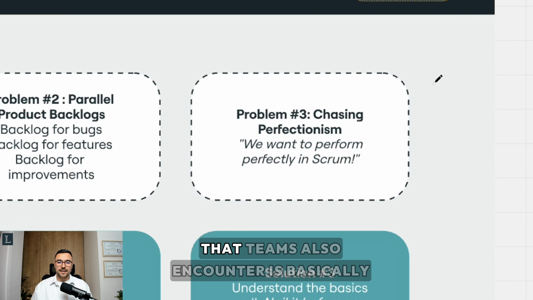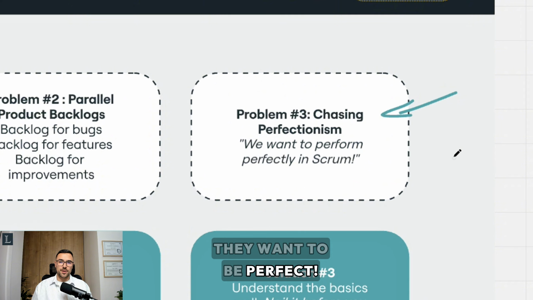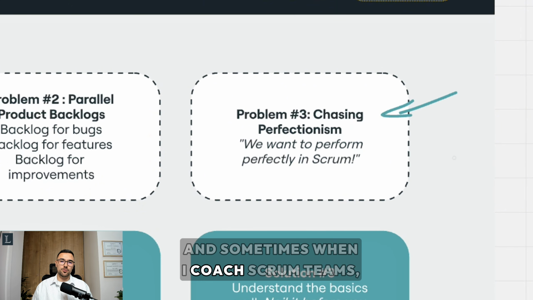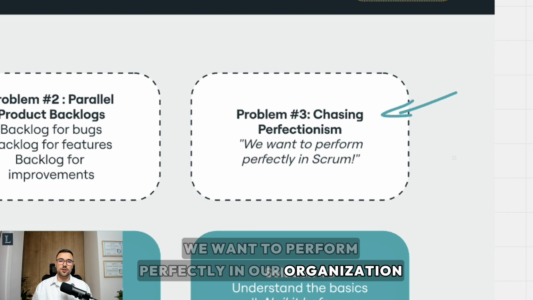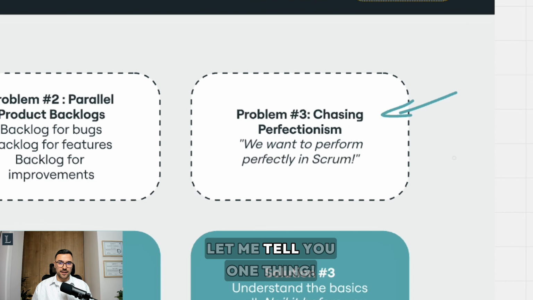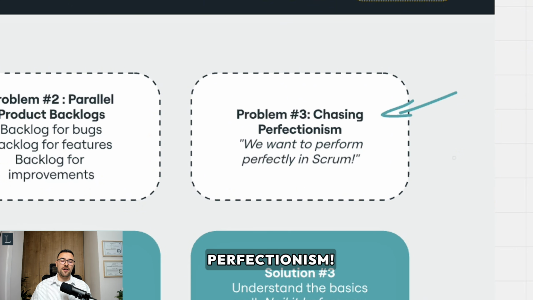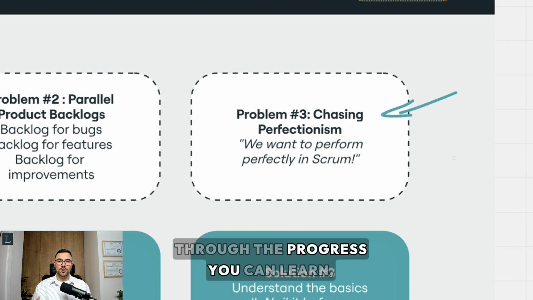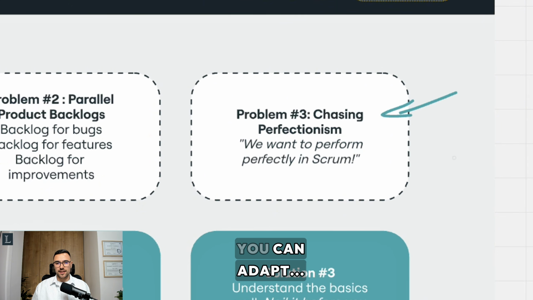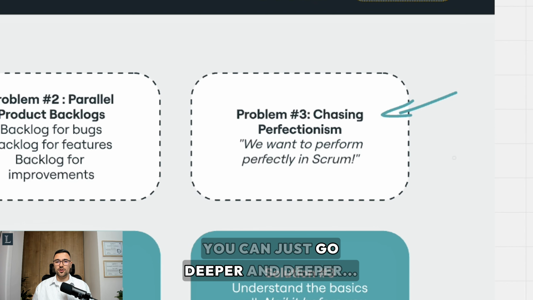The third problem that teams also encounter is chasing perfectionism. They want to be perfect. Sometimes when I coach Scrum teams, they come to me and say, hey, we want to perform perfectly in our organization because our bonus depends on that. Let me tell you one thing. Don't chase perfectionism. Don't try to be perfect. You can't. So I always like to say progress over perfection, because through progress you can learn, you can inspect, you can adapt. When you chase being perfect, the road is really long. Sometimes there's no end. It's like a rabbit hole. You can just go deeper and deeper.